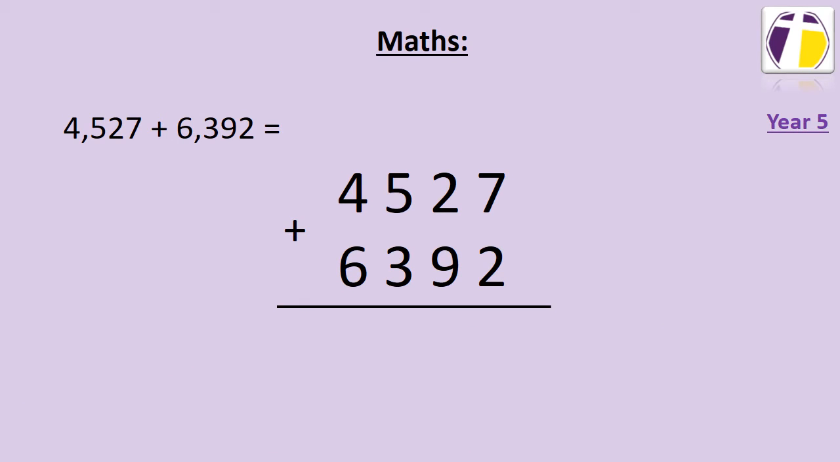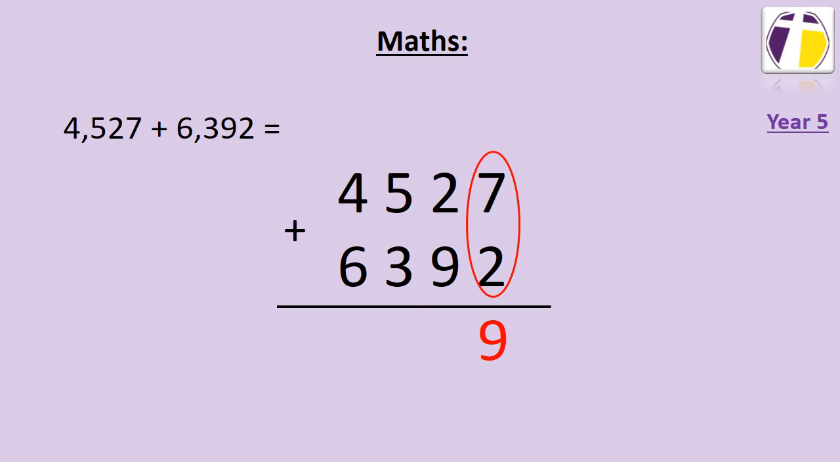This week we could have also been recapping addition and subtraction using a column method. Here we have 4,527 add 6,392. To add these numbers, the first thing I need to do is lay them out correctly and neatly underneath each other, making sure that my columns are in line.